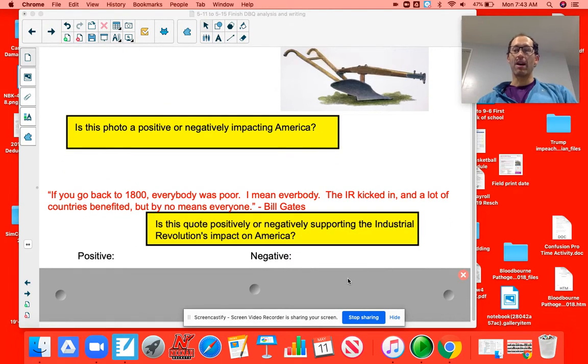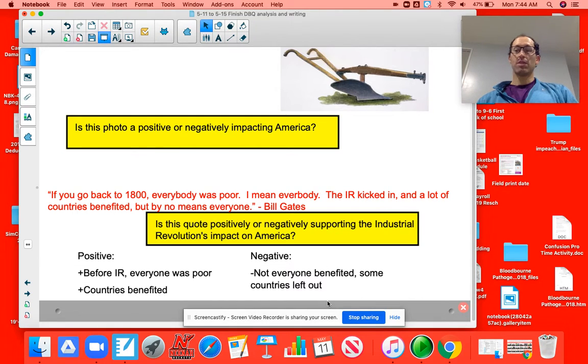Okay, I think here are some obvious ways about that. What he said. Positive. Number one, the Industrial Revolution, everybody was poor before it. Afterwards, things would change. Countries benefited. We don't know which ones, but we clearly do know that England and the United States would benefit from these at some point in some ways. Negative. Not everybody benefited, and some countries were left out. So there was some exclusion there.